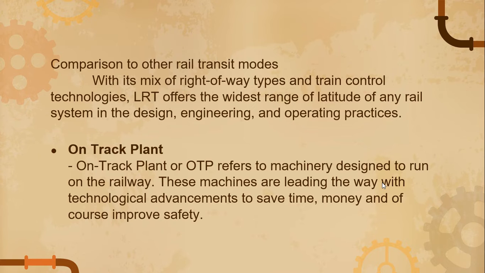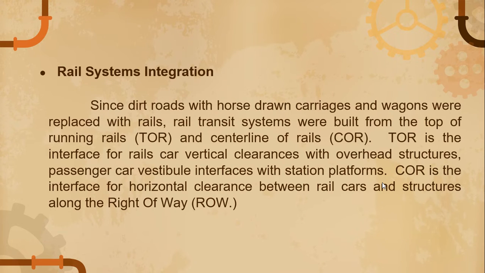On to our next bullet, which is the rail systems integration. Since dirt roads with horse-drawn carriages and wagons were replaced with rails, rail transit systems were built from the top of running rails or TOR and center line of rails or COR.